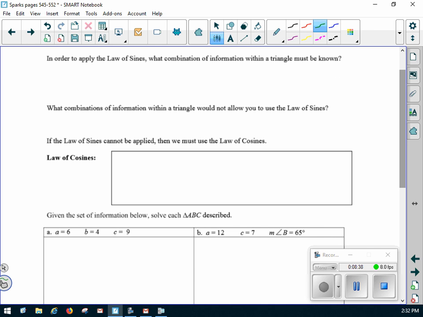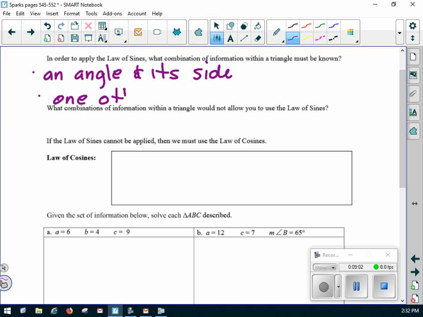Do you remember I told you a little bit ago, don't write this down because we'll do it later? In order to apply the law of sines, what combination of information in a triangle do you have to know? You have to know an angle and its side, and something else. That's right. You have to know an angle and its side and something else.